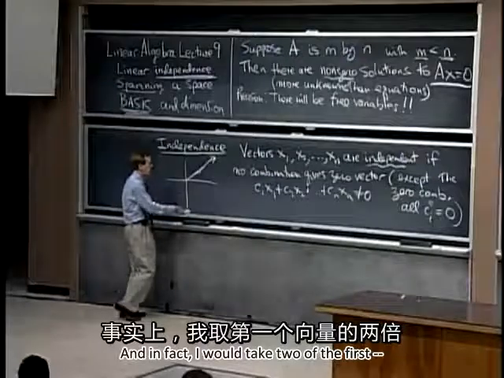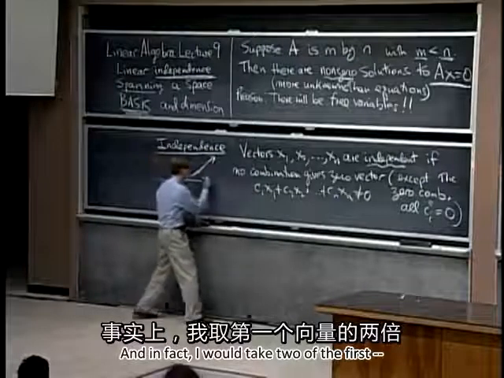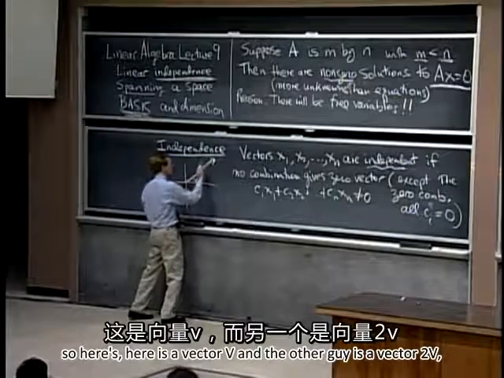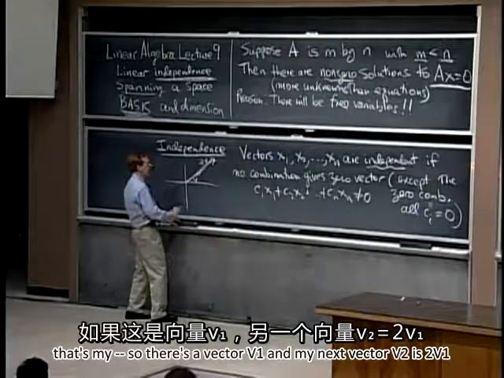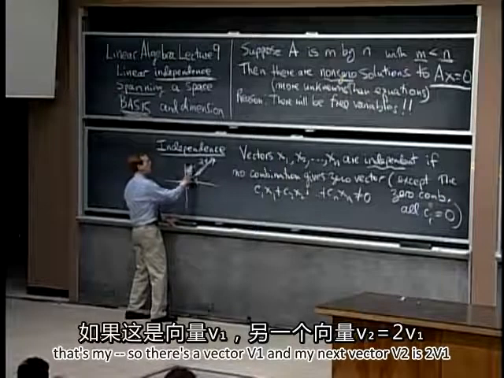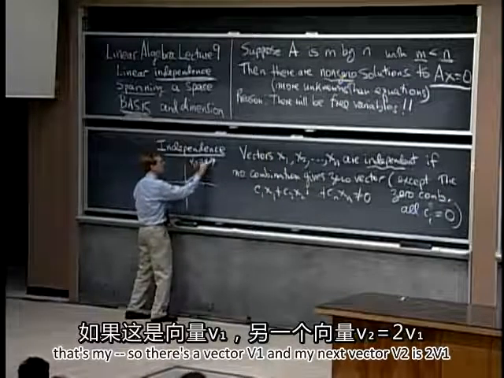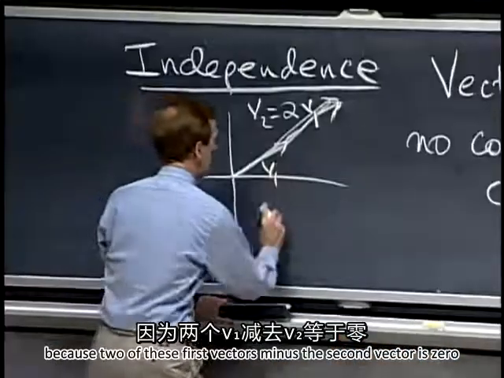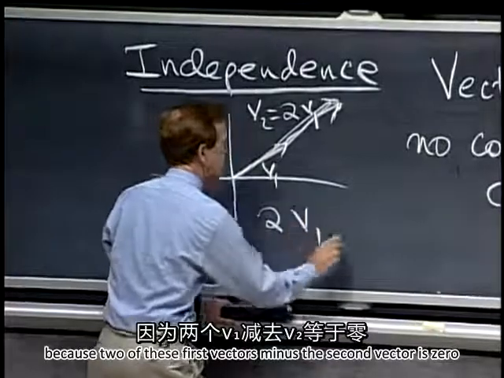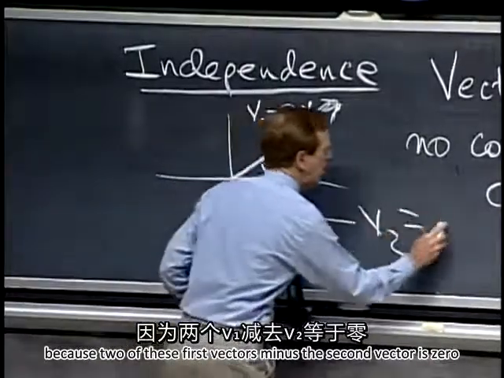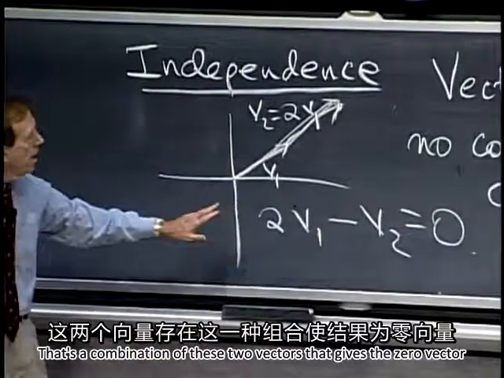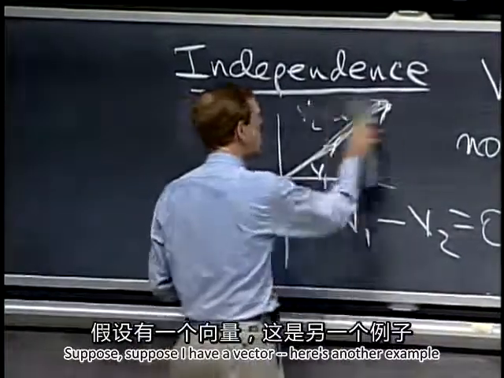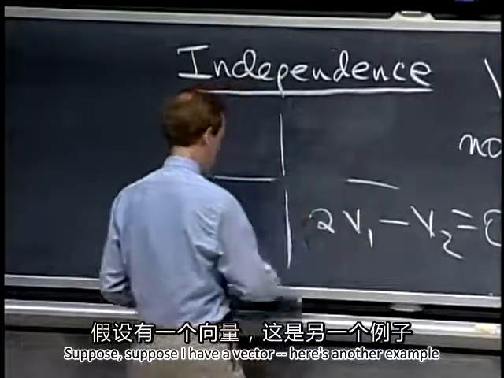And in fact, I would take two of the first. So here's a vector v, and the other guy is a vector 2v. So there's a vector v1, and my next vector v2 is 2v1. Of course, those are dependent, because two of these first vectors minus the second vector is 0. That's a combination of these two vectors that gives the 0 vector. Okay, that was clear.